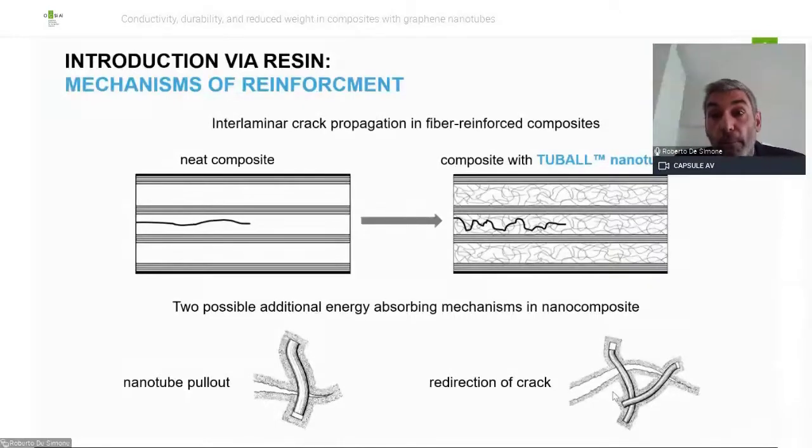So in the nano composite where tubal is dispersed, the propagation path of the fractures, of the crack, is reduced, controlled and extinguished by the usage of tubal, because it's a very arduous path, so it's going to expire easily.